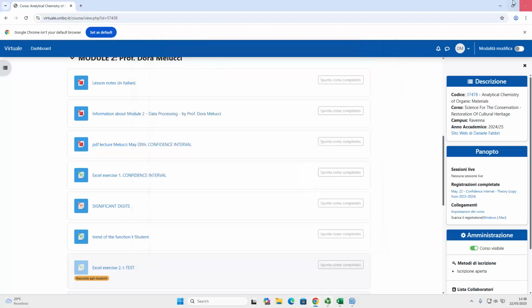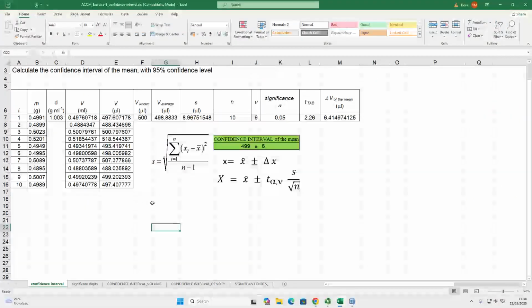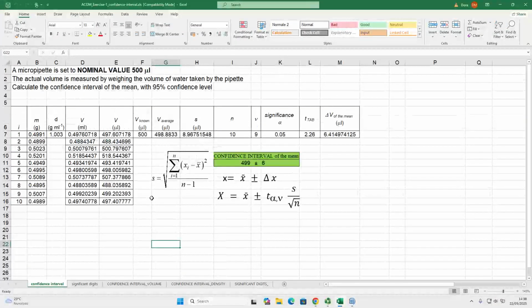And move to the Excel file and read together with you which is the problem. A micropipette is set on the nominal value 500 microliters. The actual volume is measured by weighting the volume of water taken by the pipette. Calculate the confidence interval of the mean with a 95% confidence level.